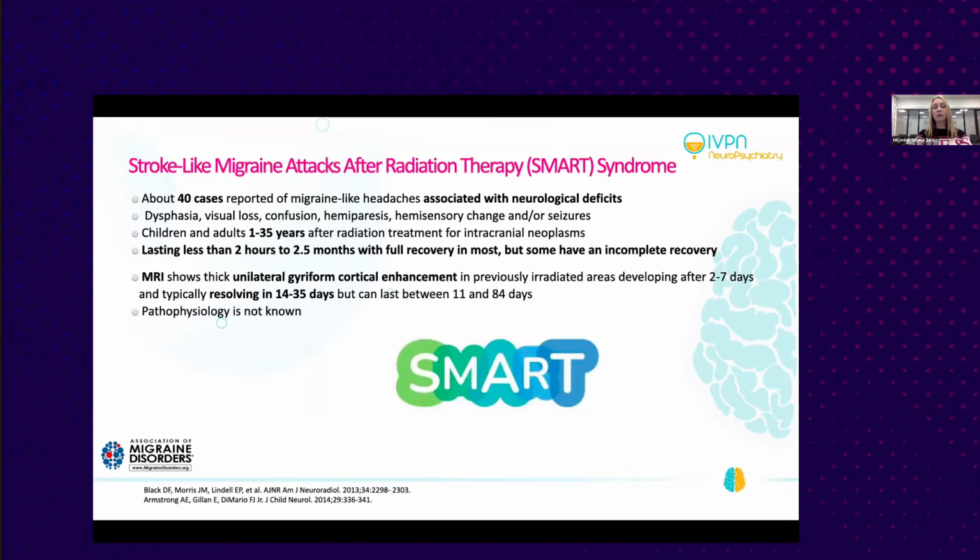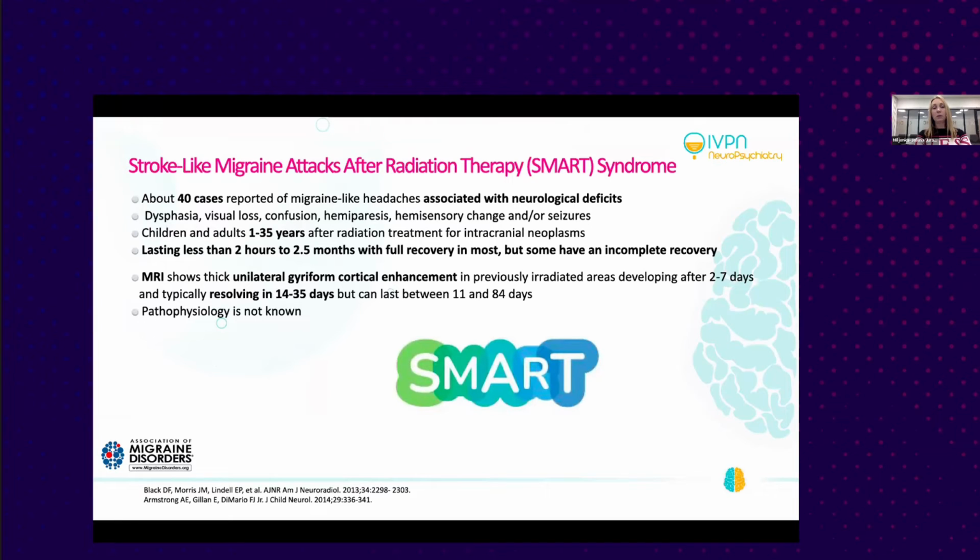And who does it affect? Usually young people aged from 1 to 35. So far, there have been about 40 cases reported of those migraine-like headaches. And what's good about it is that it's a post-radiation reaction of the brain, lasting for about 3 months and afterwards completely resolving. How can you detect it?